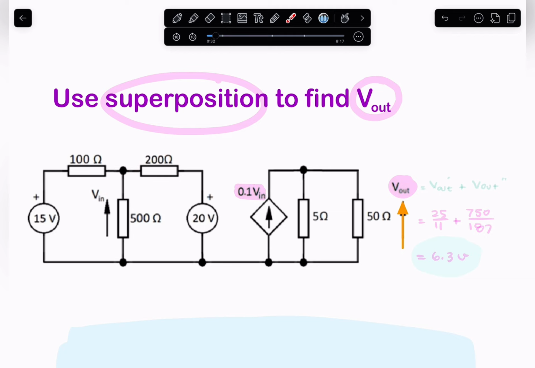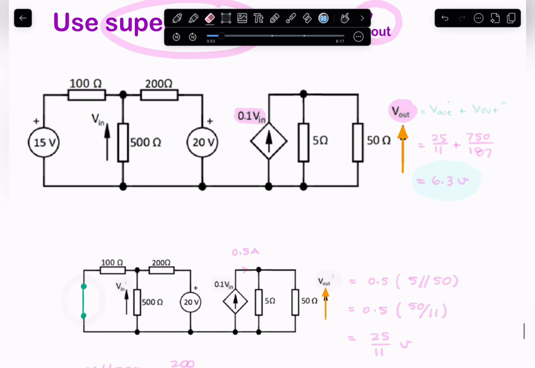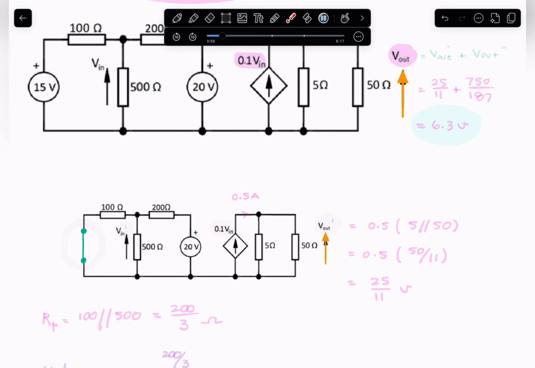What we do in superposition is we remove, eliminate, or zero all but one of our independent sources. So we remove them all and then retain one by one our sources and then calculate the value of V out. So in this case, we'd first remove the 15 volt voltage source, turn it into a short circuit. So we essentially make the voltage 0, and we calculate the value of V out.